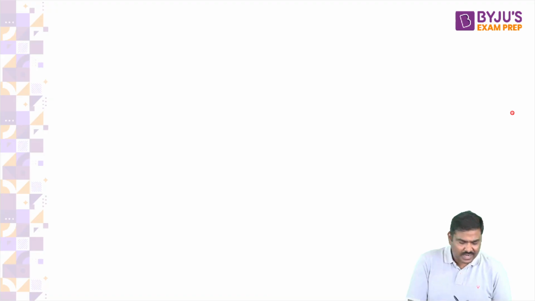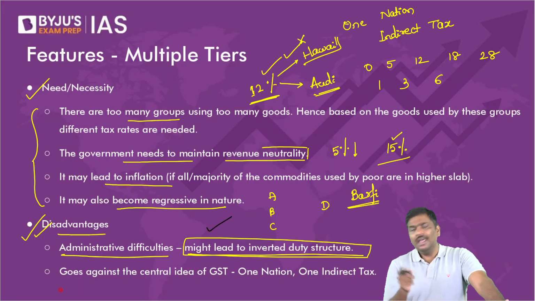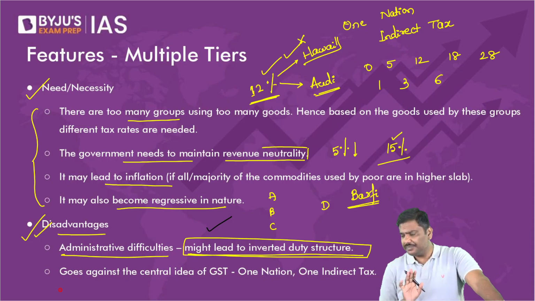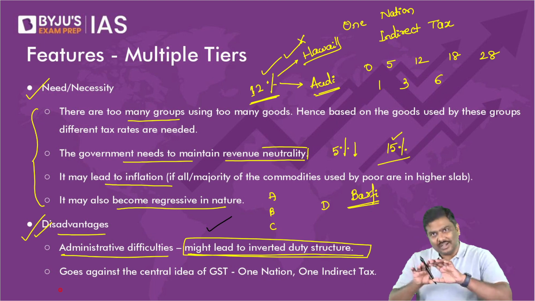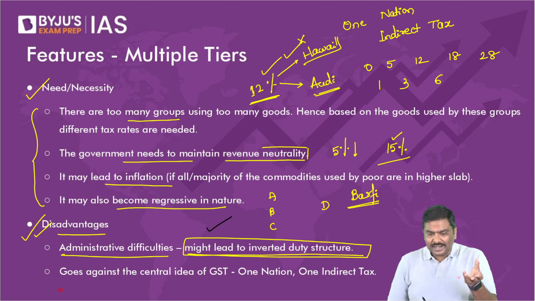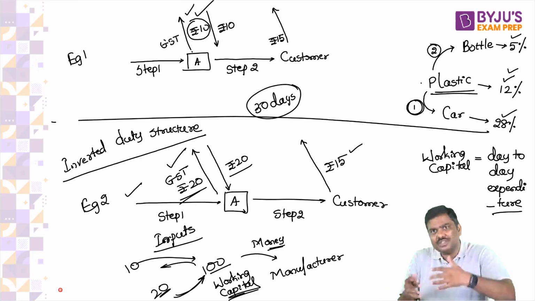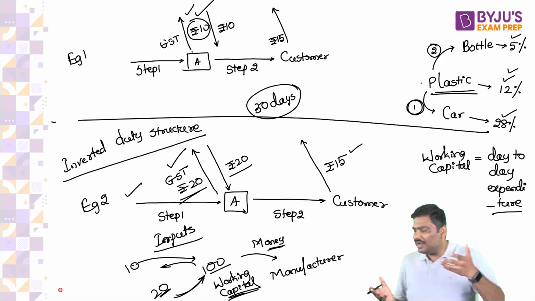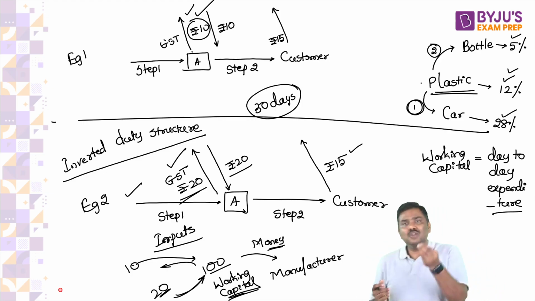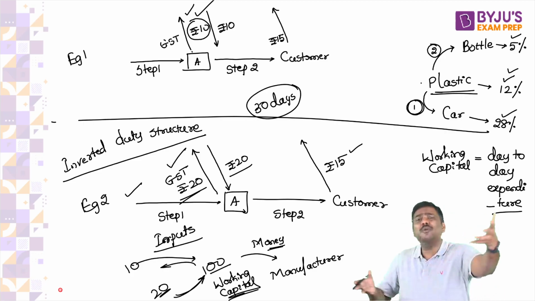Very often this is cited in the newspaper. This is a problem. The government is addressing it, and this is not easy to address. Many of you will simply say, sir, let's address it then. It's not that easy to address, because I told you the product considered here is plastic. Plastic is not used in only one product. Plastic will be used in multiple products.